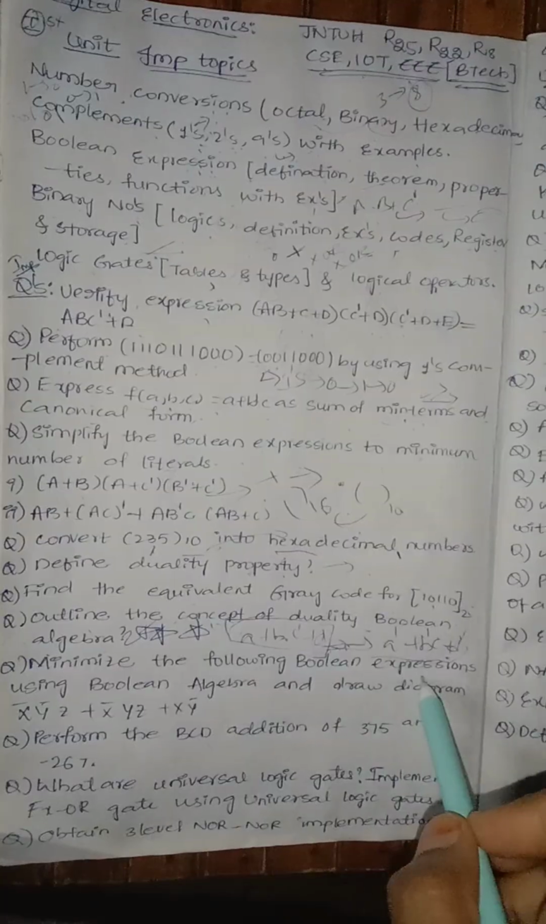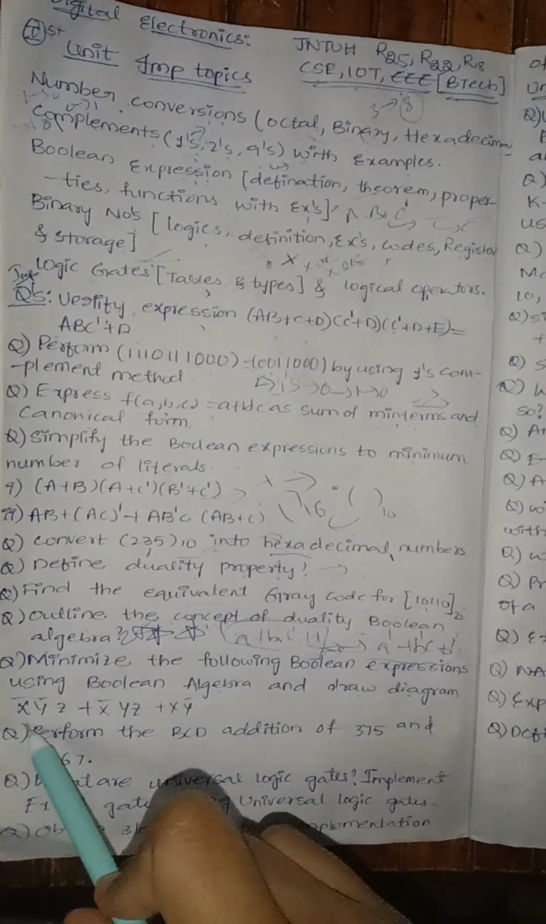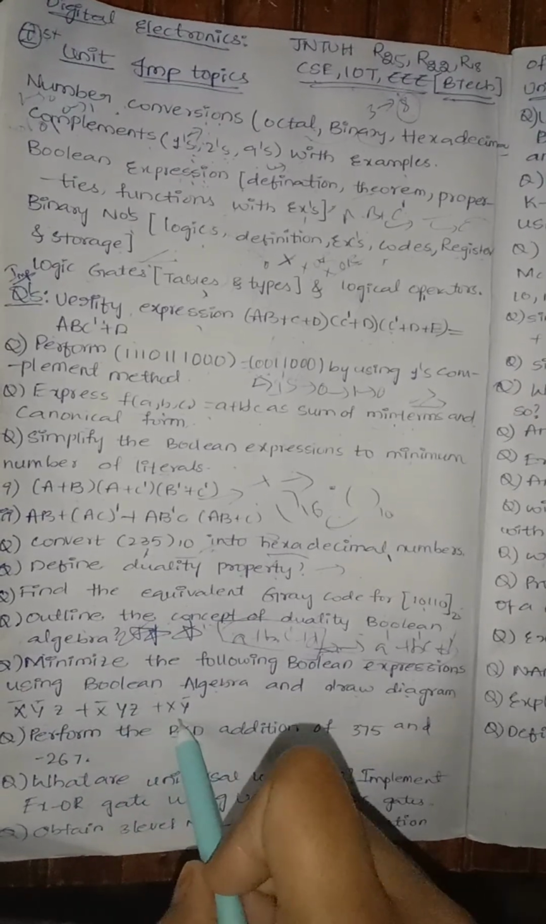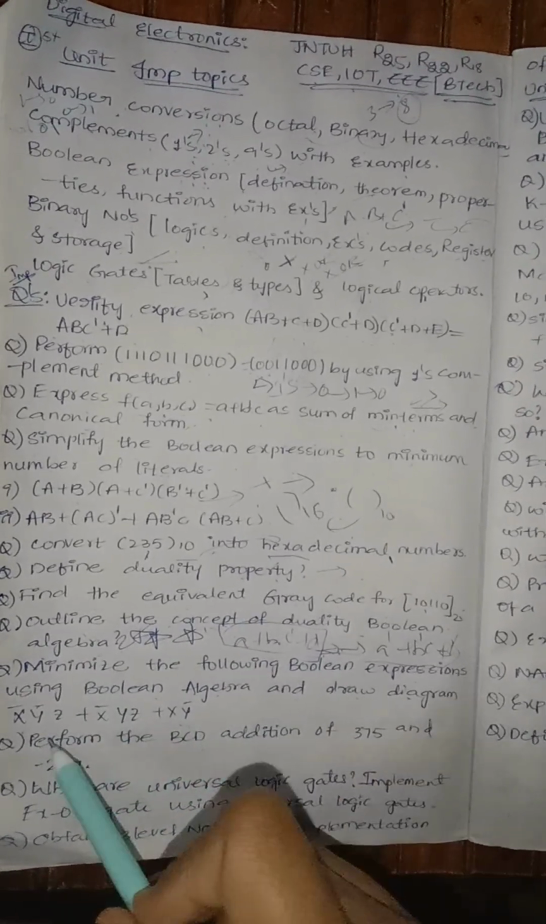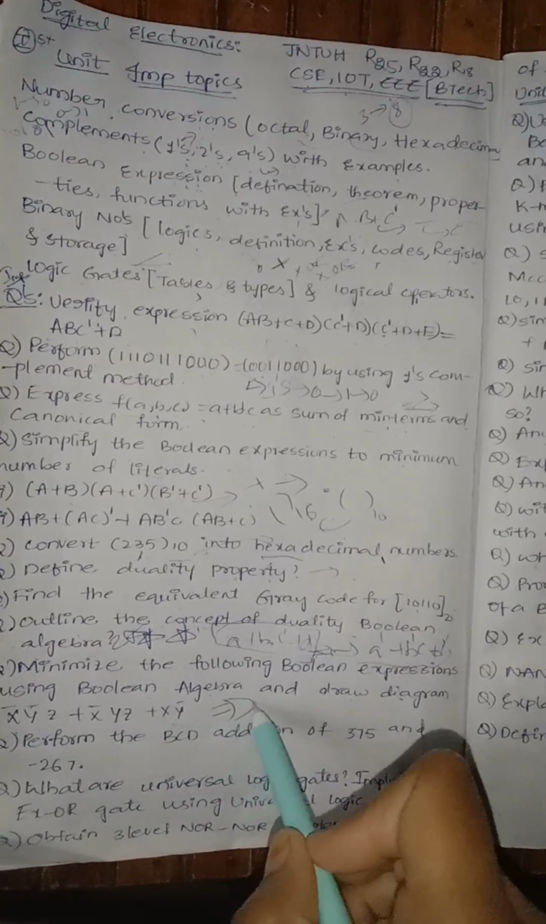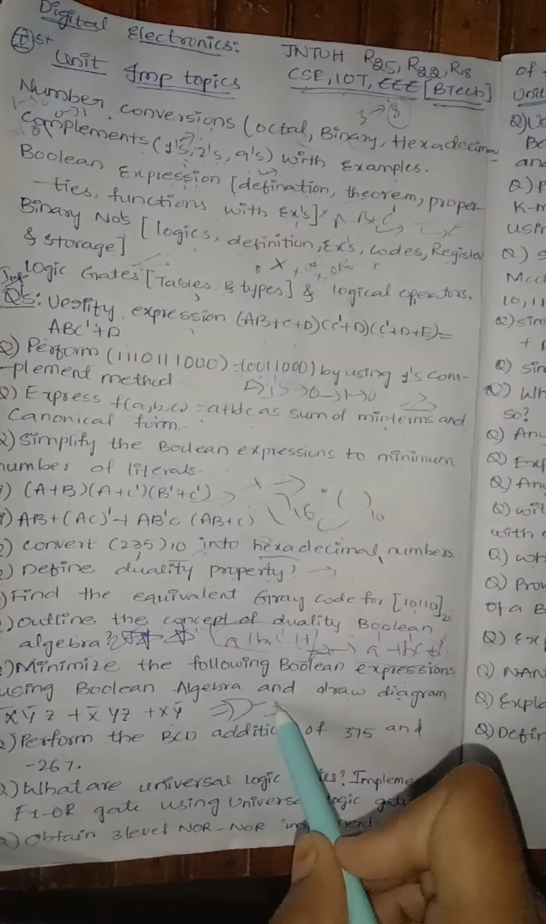Minimize the following Boolean expression using Boolean algebra and draw a diagram: X dash into Y dash Z plus X dash Y Z plus X Y dash. For plus we need to write an OR gate. For multiplication you need to write an AND gate.